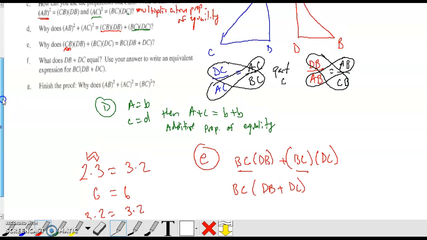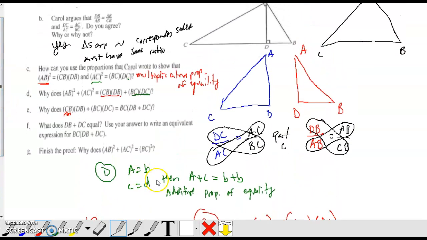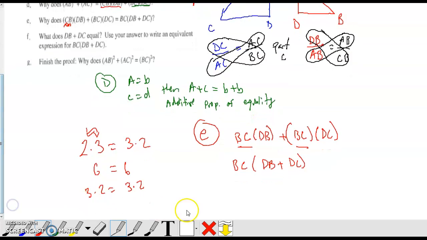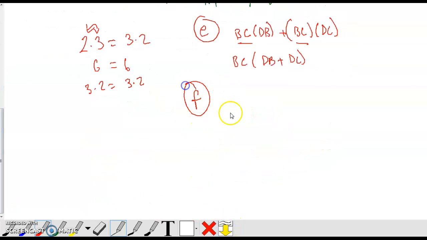Letter F asks us a question. It asks us, what does DB plus DC equal, right? Well, if I think about this, here is my DB and here is my DC. So if I add all of these up, I know that this is going to be equal to all of BC. So I'm going to write that. Part F said, what does DB plus DC equal? That is going to be our BC.